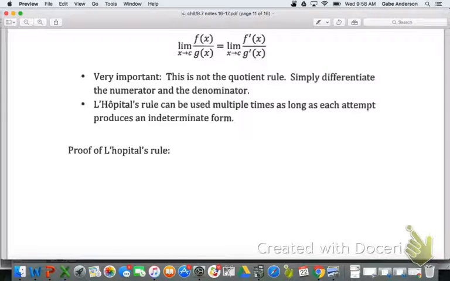You see the note there. It's important, you guys, to note that this is not the quotient rule. Notice I didn't do low D high minus high D low over the square of what's below. It's not the quotient rule. It's simply do the derivative of the top, do the derivative of the bottom, and then retry the limit. And then another note down here: L'Hopital's rule can be applied multiple times, 2, 3, 4, 5, 10, 20, 1,000 times. Not that we're going to be doing that. We might do a couple times, as long as each attempt produces that same indeterminate form that we mentioned earlier, either 0 over 0 or infinity over infinity.